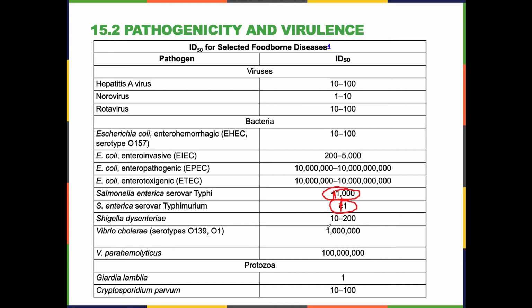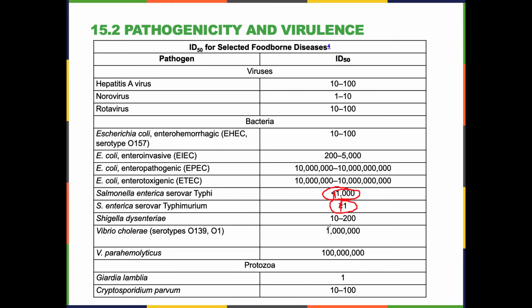However, the Typhi serovar actually causes disease that is much more severe. So again, the ID50 doesn't necessarily mean that it causes more severe disease. It just causes disease easier or better. It takes less of them to cause disease. So the lower the number, the more virulent.